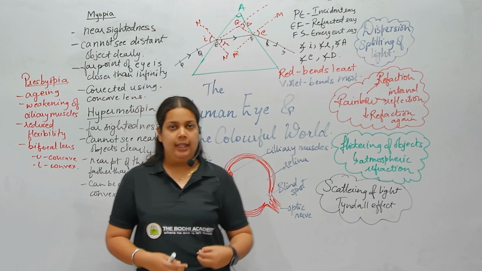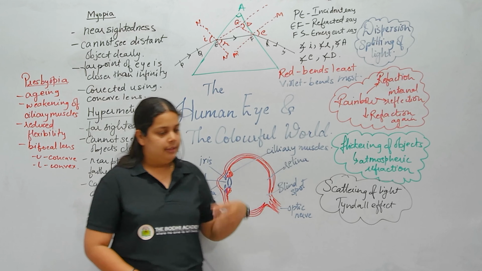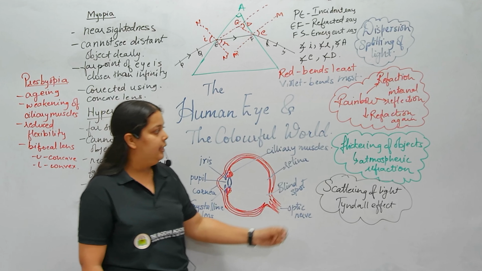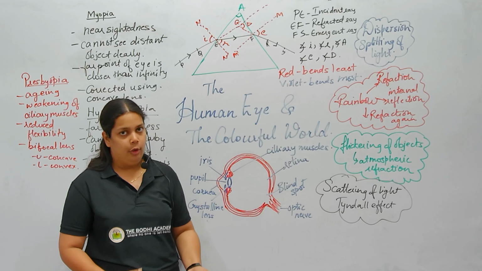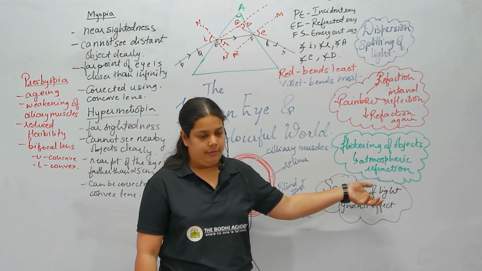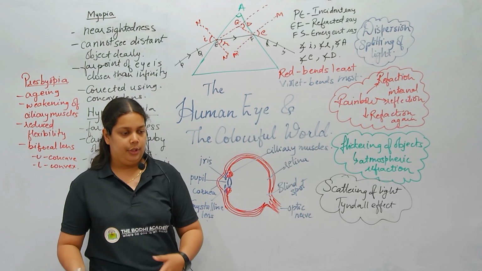This wavering is called atmospheric refraction. The refraction of light by Earth's atmosphere is known as atmospheric refraction. So this flickering of objects or wavering of light is because of atmospheric refraction, which on a small scale is seen in that particular case.